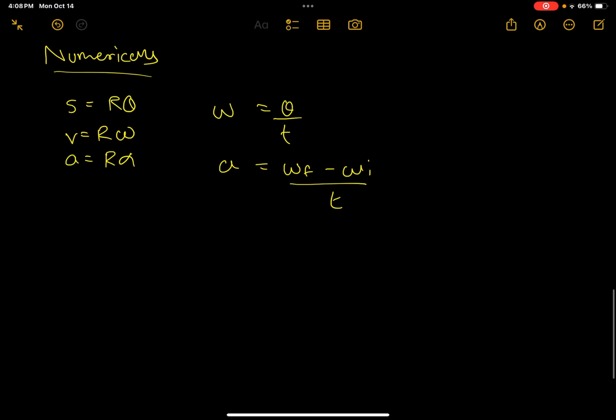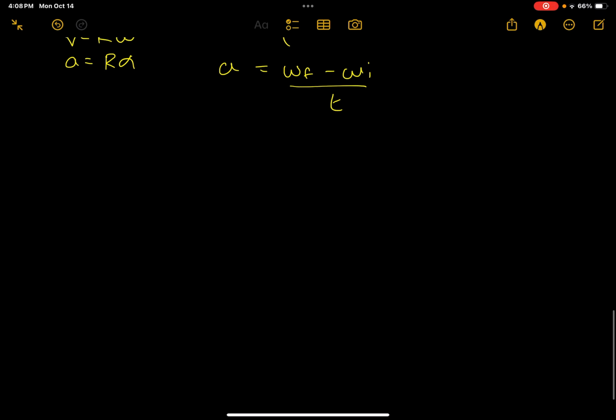Hello everyone. Today we will be starting on some numericals on uniform circular motion. So these are the basic formulae that we need, and we have the first question.